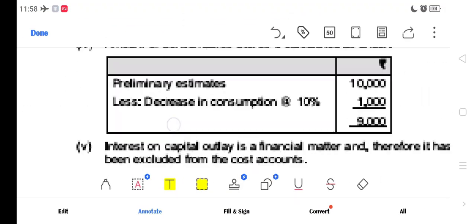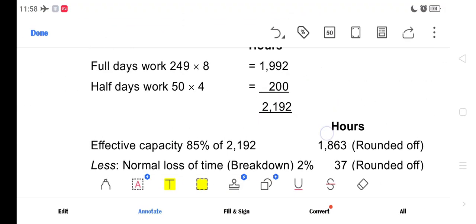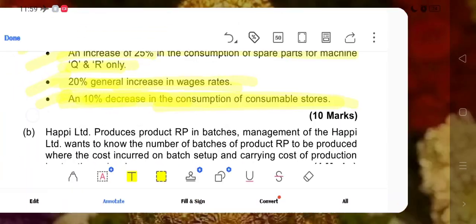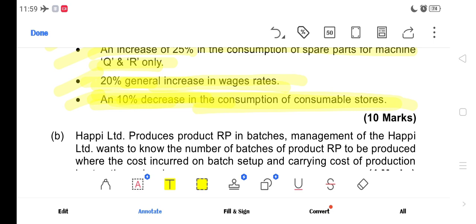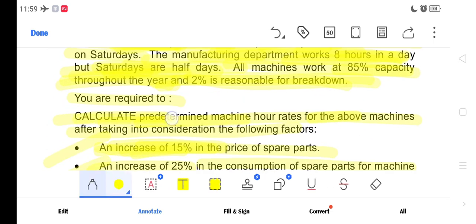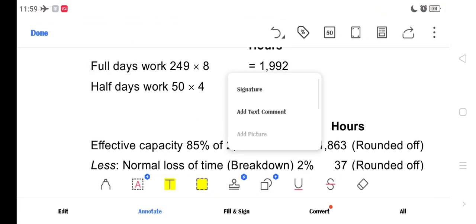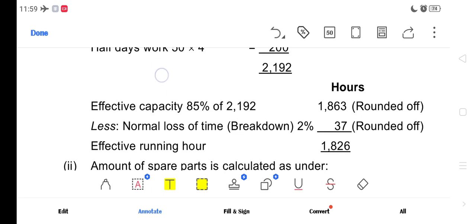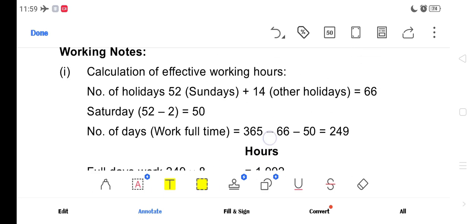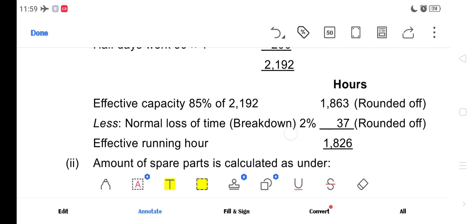Yes. Now here, firstly he has asked us to calculate the predetermined machine hour rate, no? So before going to the predetermined machine hour rate calculation, first of all we need to prepare a base. So what is that, guys? The effective hourly rate, the number of holidays and all, and they have given some factors to be considered, no? All this we need to adjust, and then we'll go to the main table.